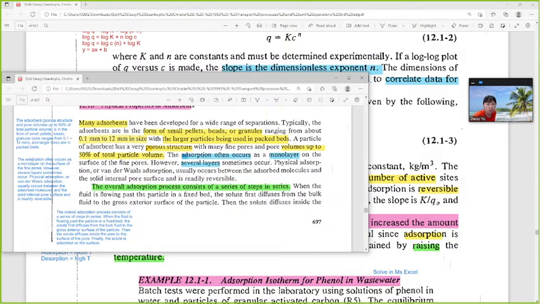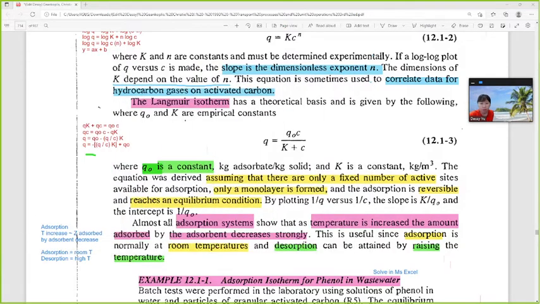Here, the absorption often occurs as a monolayer on the surface of the fine pores. Okay, remember the principle of the absorption. From the Langmuir absorption, we know the absorption is reversible and reaches an equilibrium condition. In an absorption system, when the temperature is increased, the amount absorbed by the absorbent decreases strongly.